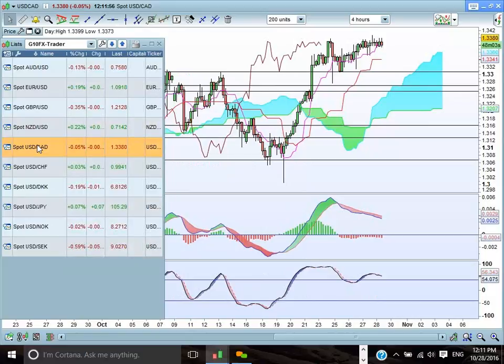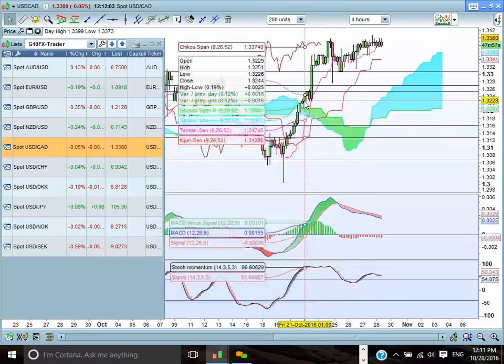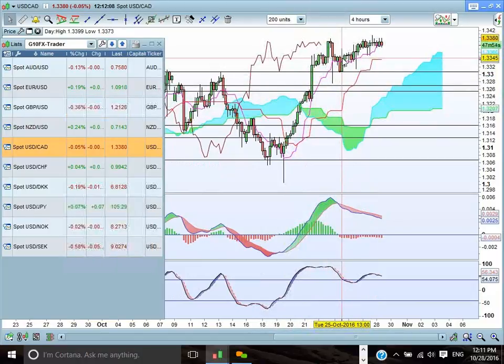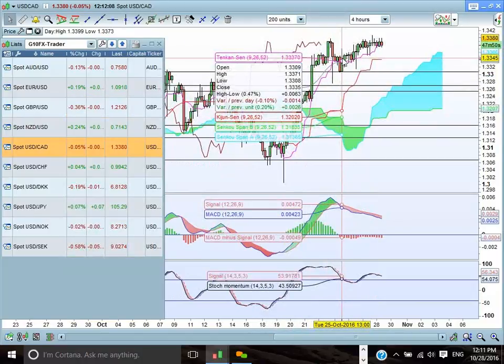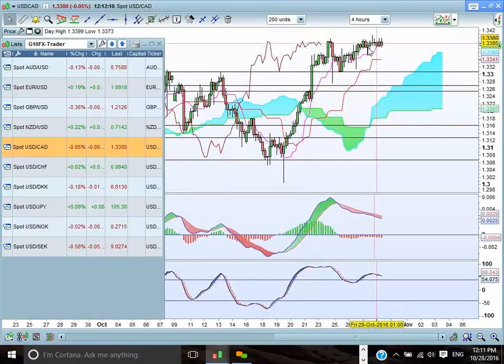Okay. US dollar CAD. Yeah, ripe for a consolidation. After a significant rally, these cloud crosses are nice things to trade on a 4-hour chart. Cloud cross, we had a MACD sell there, so we saw the consolidation coming. Now the downside risk is back down to the top end of the cloud for consolidation.